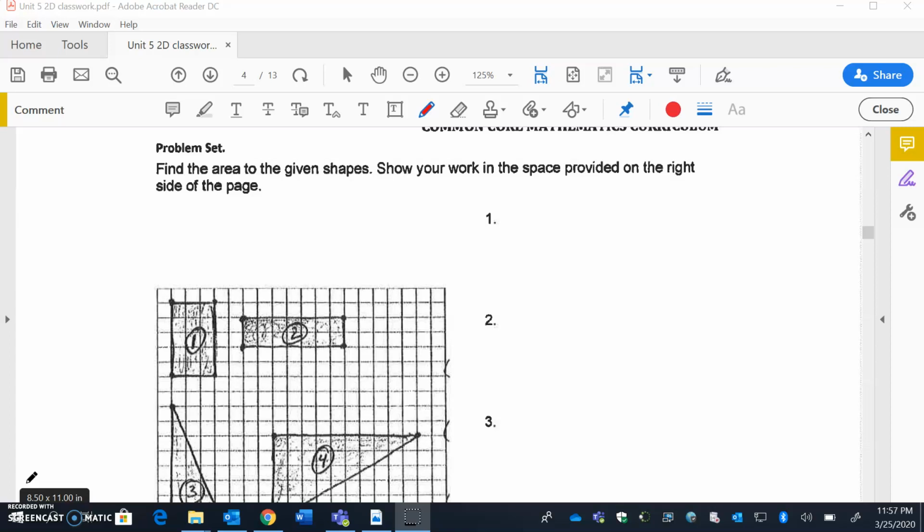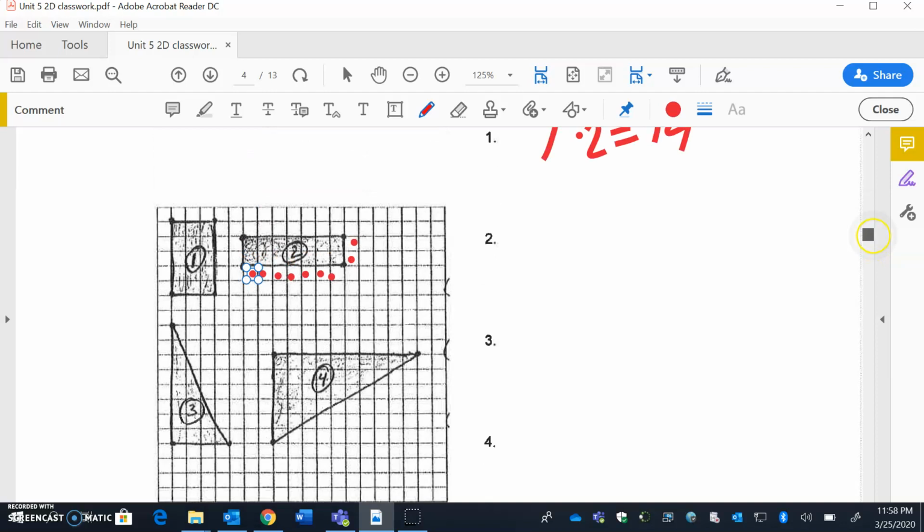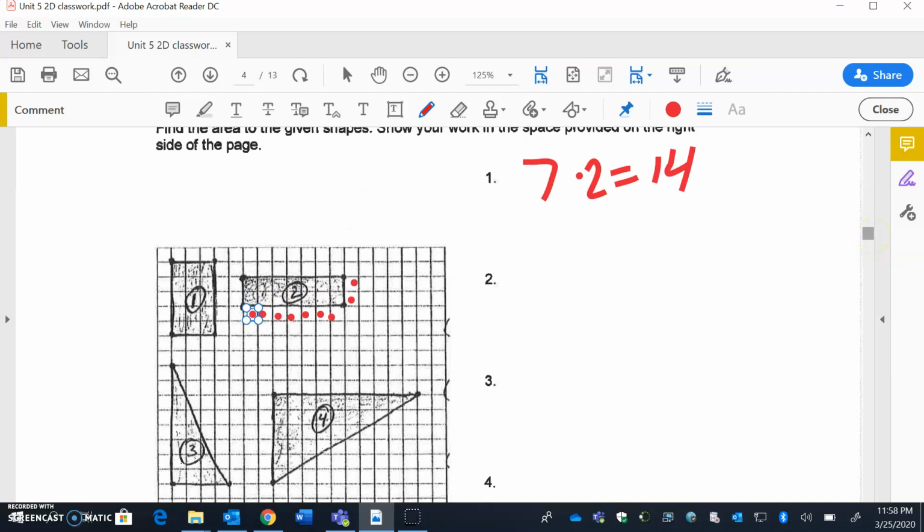So we're going to jump right into question number 2. We want to notice that it is a rectangle. So I need the width and I need the length. We multiply, away we go. So 1, 2, 3, 4, 5, 6, 7. It is 7 wide. 1, 2, it is 2 tall. 7 times 2 gives me 14. So the answer is 14. Again, we would say units squared because we don't know if they're inches, feet, or whatever they are. So we would just run with that.